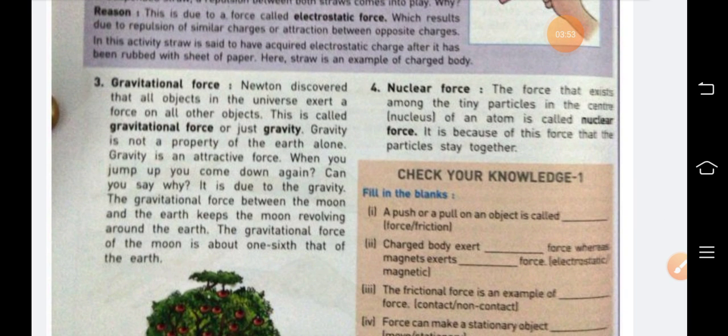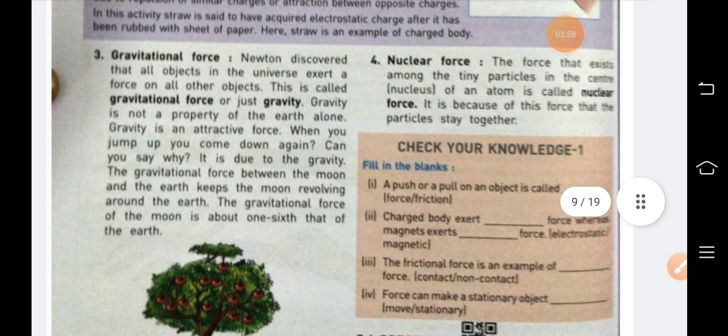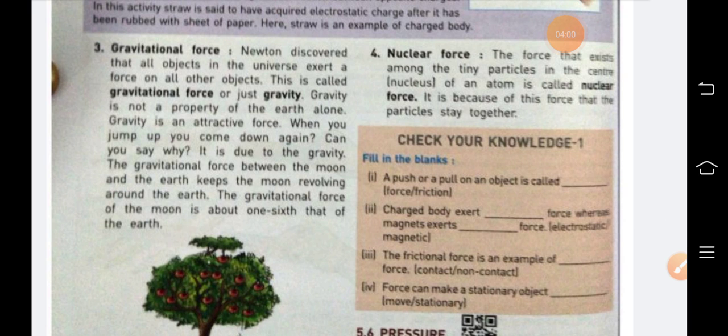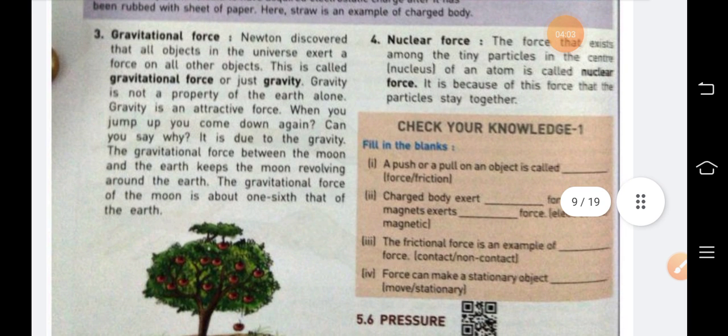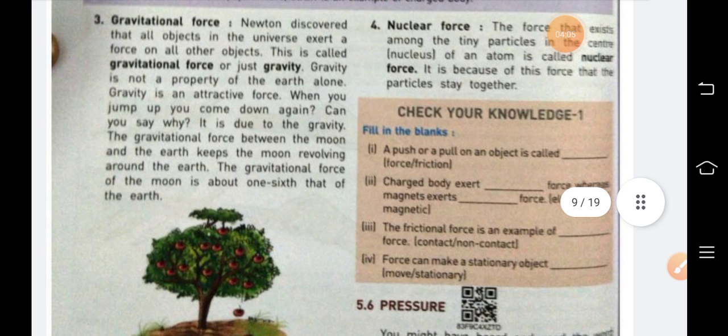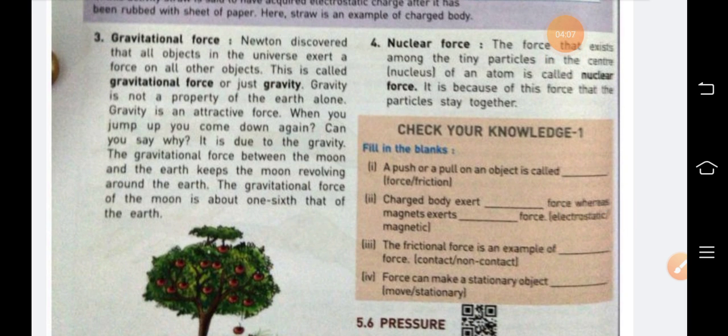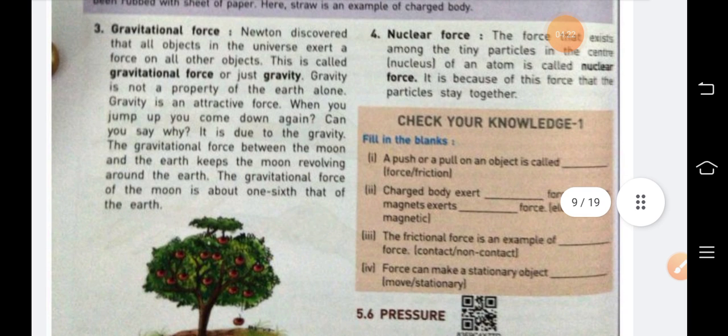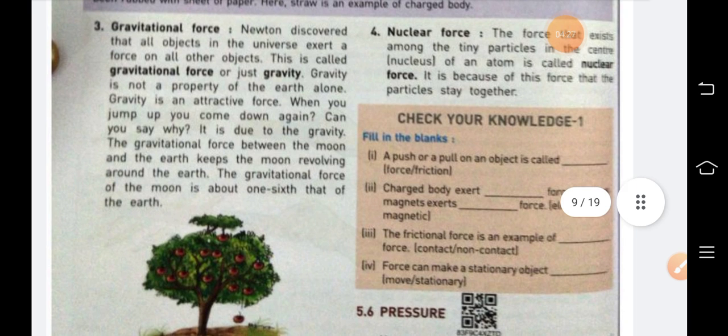This topic again we will read in a separate chapter in detail. Third is gravitational force. Gravitational force is the force which is applied due to gravity. It was discovered by Newton. He discovered that all objects in the universe exert a force on all other objects, and this is called gravitational force or just gravity.